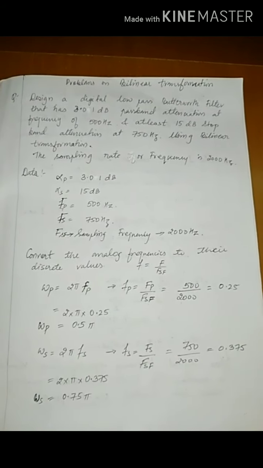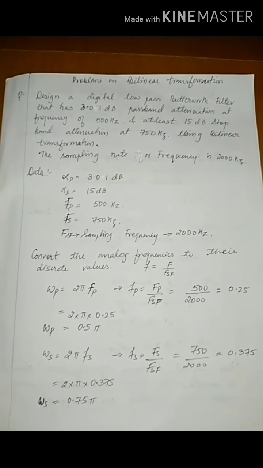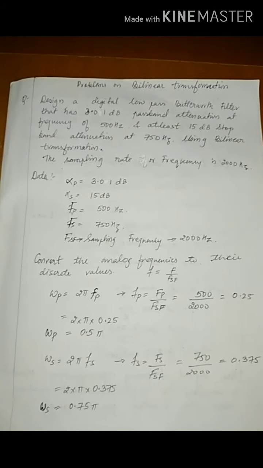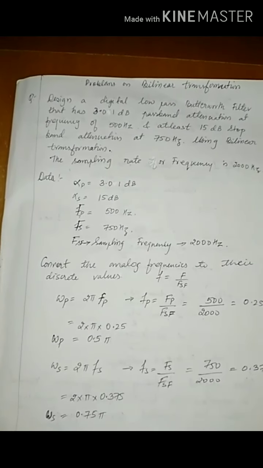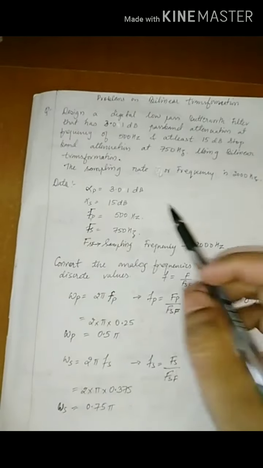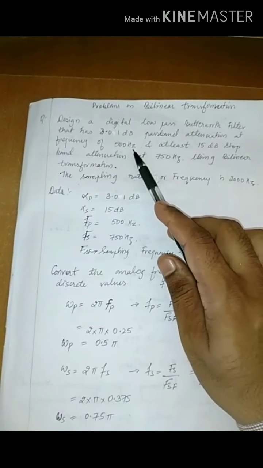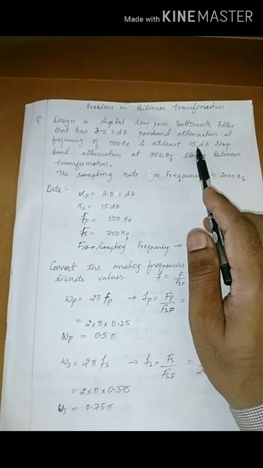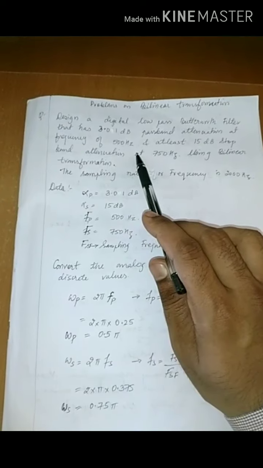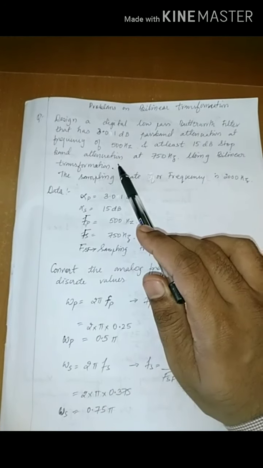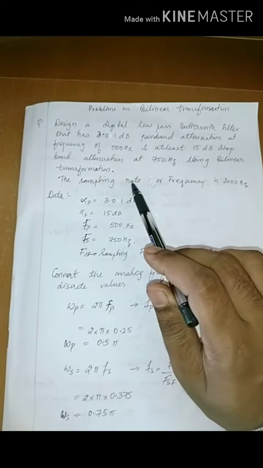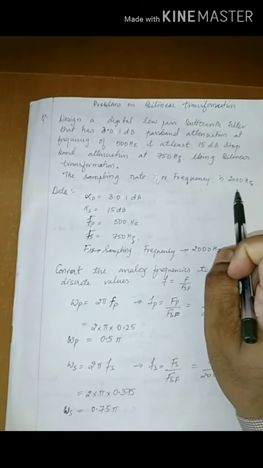Now we'll be looking at problems on bilinear transformation. Design a digital low pass Butterworth filter that has 3.01 dB passband attenuation at a frequency of 500 Hz, and at least 15 dB stop band attenuation at 750 Hz, using bilinear transformation. The sampling frequency is 2000 Hz.